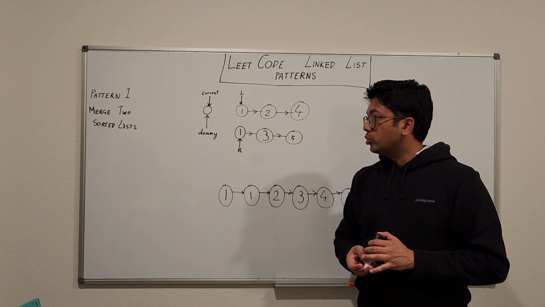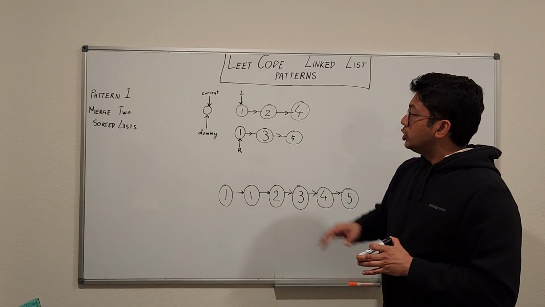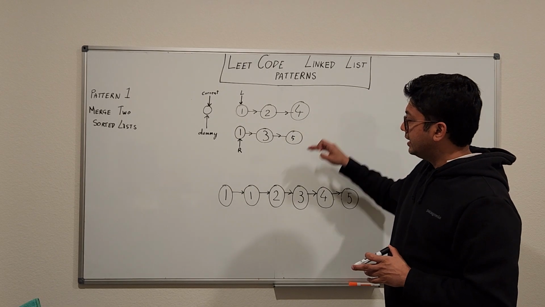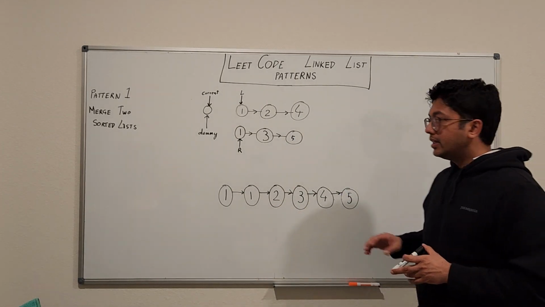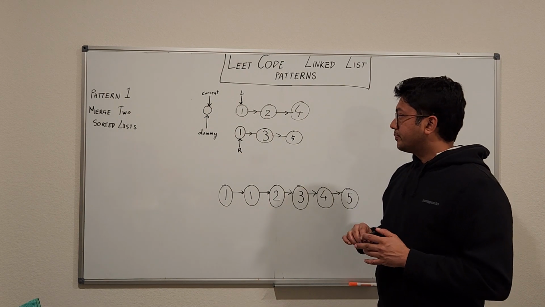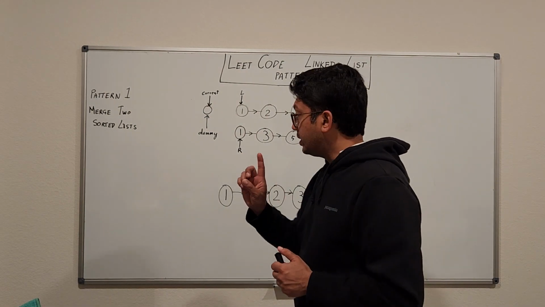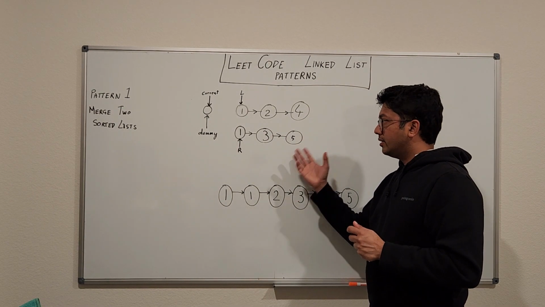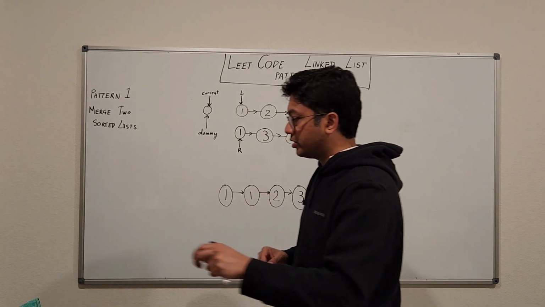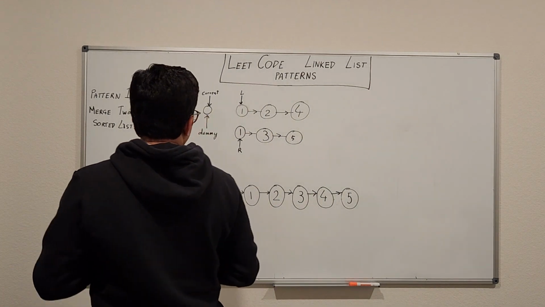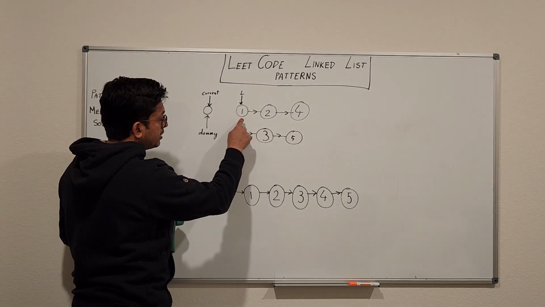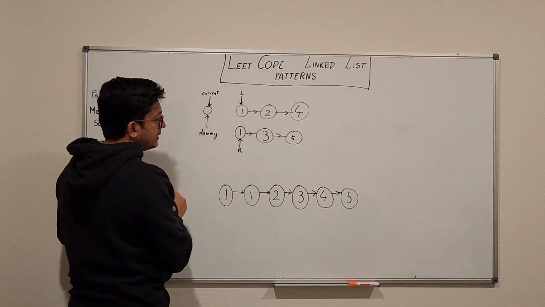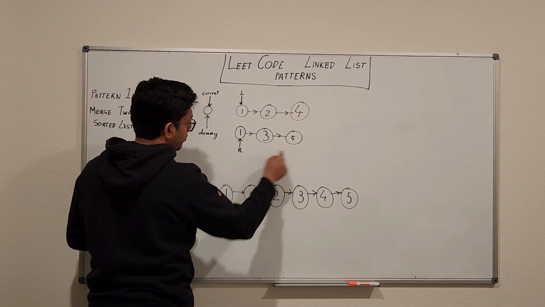So the first pattern is merge two sorted lists. So these are 2 sorted lists, and you want to merge these 2 sorted lists to come up with a final sorted list. Here I'm actually using a technique which I'll point out later, and this is again a pattern that will come across many problems. Notice here the first linked list is ordered 1, 2, 4. The second one is also ordered 1, 3, 5.